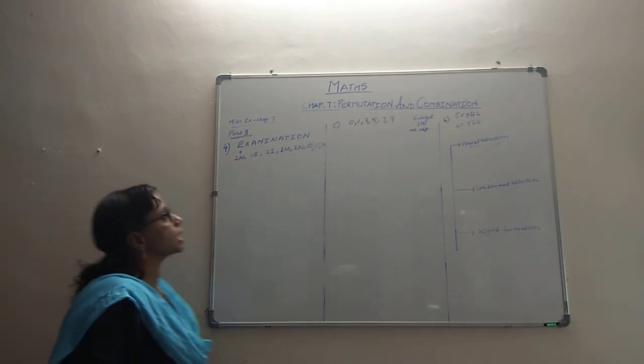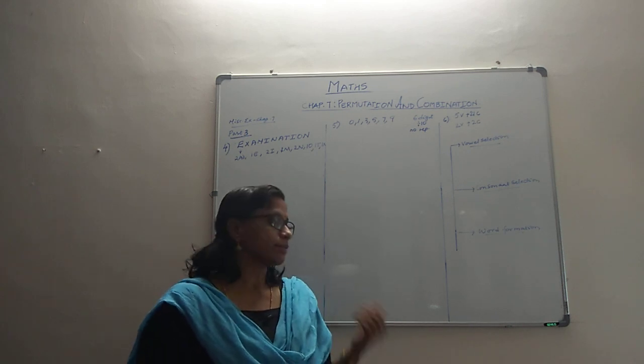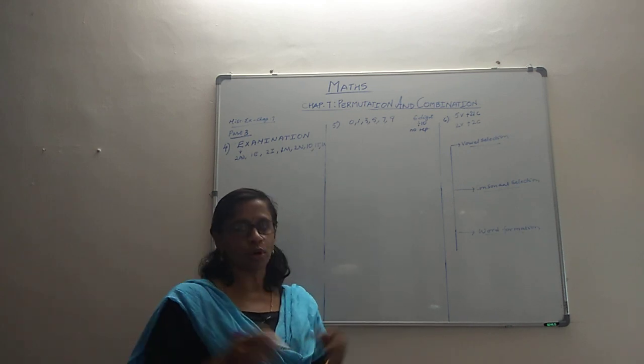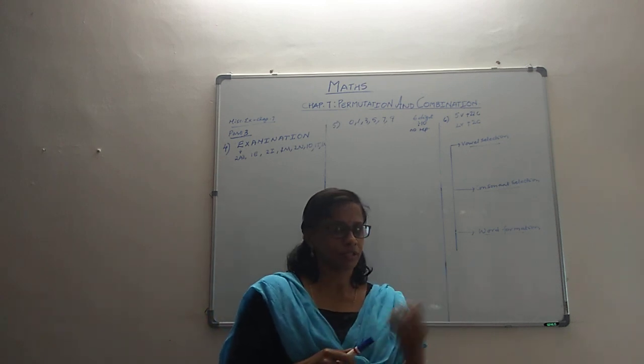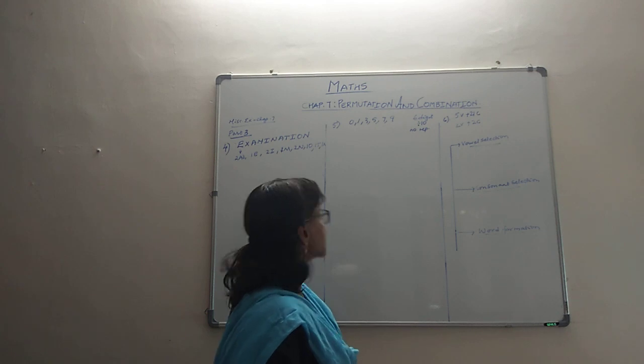Hello folks, we come to the miscellaneous exercise of chapter 7. This is our part 3 video. In the previous part we saw that huge problem of selecting a committee. Now we are coming to problem number 4. Let's see what it says.